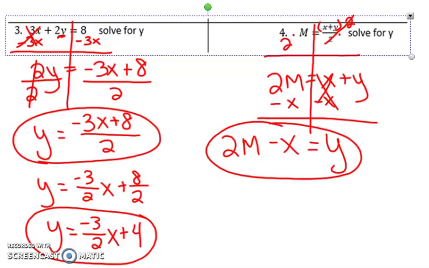Literal equations are solved the exact same way that regular equations are solved. The only difference is now we have a couple more variables. You just need to slow down, take your time, and do the opposite of order of operations to get your answer.